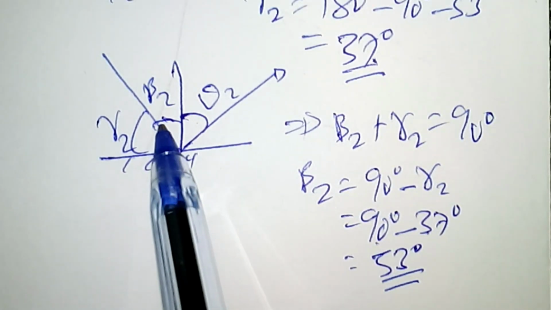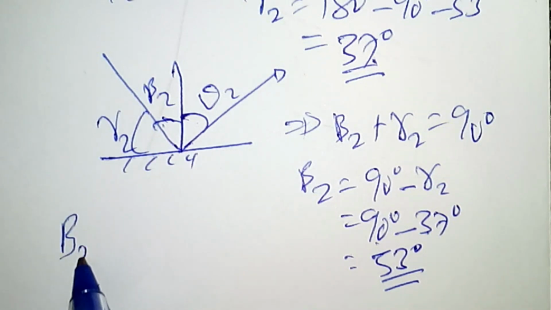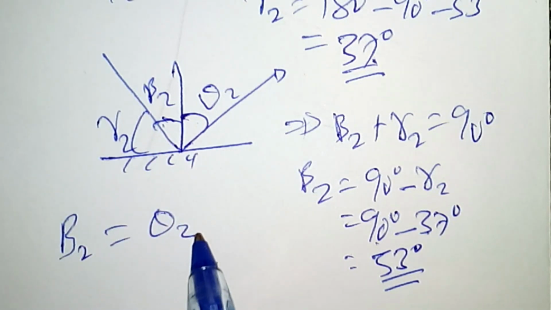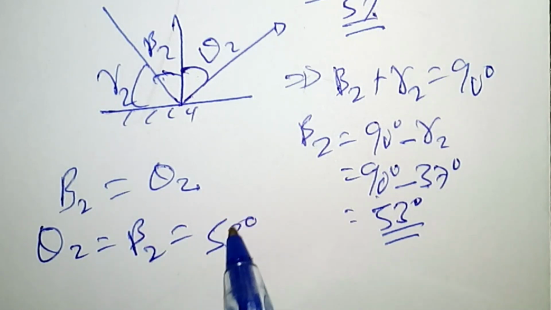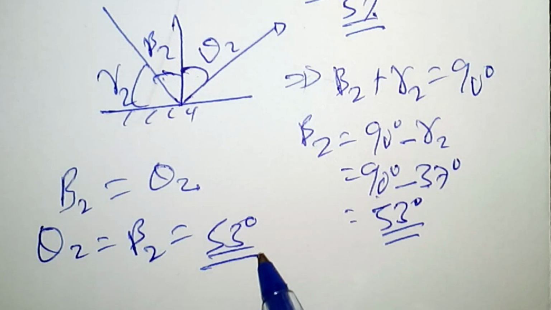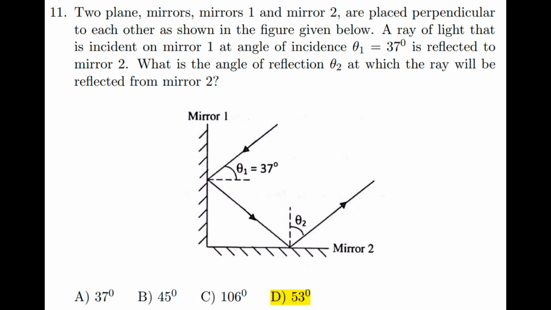Then from the laws of reflection, we can say that beta 2 is equal to theta 2. So theta 2 becomes the value of beta 2, which is 53 degrees. So the correct answer for this question is alternative D.